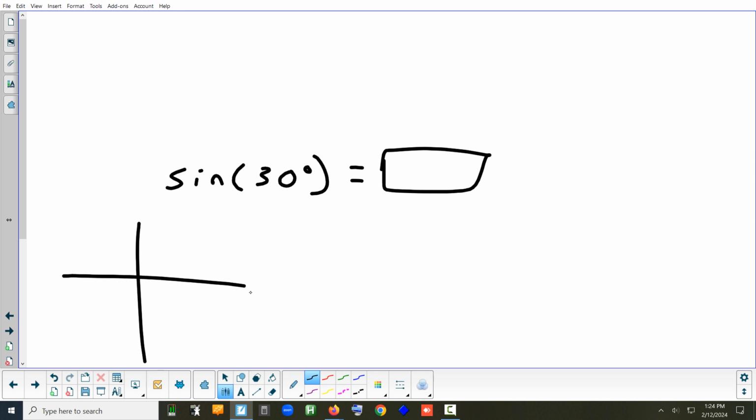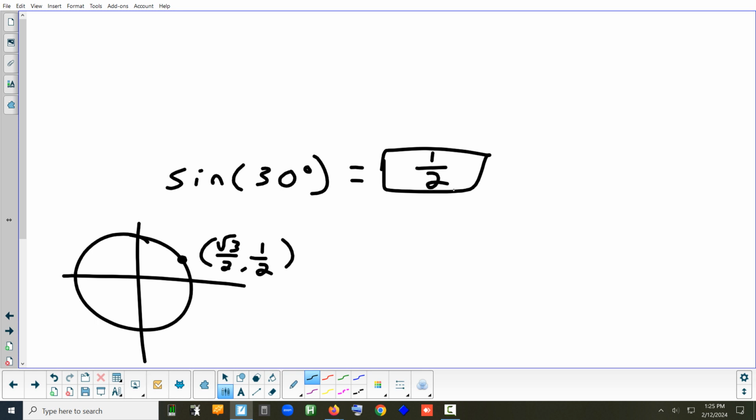Does anybody remember from last week what two numbers were in the coordinate for 30 degrees? The 45 was root 2 over 2, root 2 over 2, so it's not those numbers. Yeah, it's root 3 over 2, 1/2. Very good. And sine was the y value, so the answer here is 1/2. That's the kind of question we did last week. I gave you an angle, you filled it into the sine function, and then you calculated the answer of 1/2.